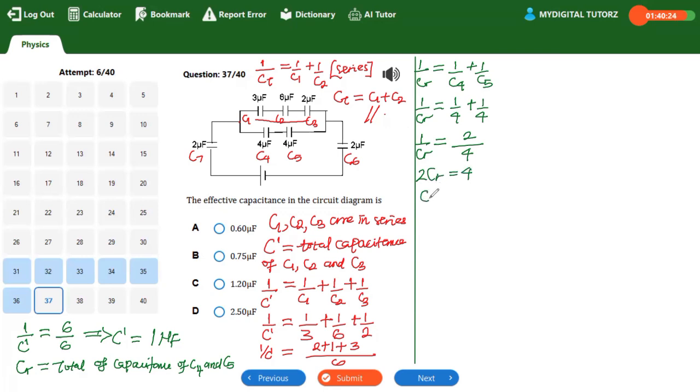Therefore, CR will be equal to 4 all over 2, which implies we have our CR to be 2 microfarad. I hope this is understood. So the whole of this has become 1, which is this. The whole of this has become a single capacitor, which is this. So I can redraw my circuit like this.